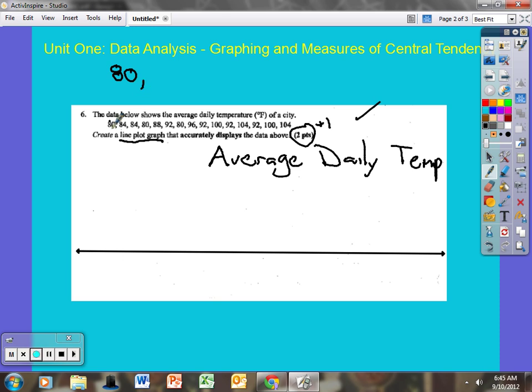And I have three 80s. Next I have no 82s, but I do have two 84s. Nothing in the 80s after that. I don't have a 90, but I do have 1, 2, 3, 4 92s. Well, we're looking right now at my measures of central tendency. I could tell you that right now the mode is 92. I don't have any 94s. I do have a 96.